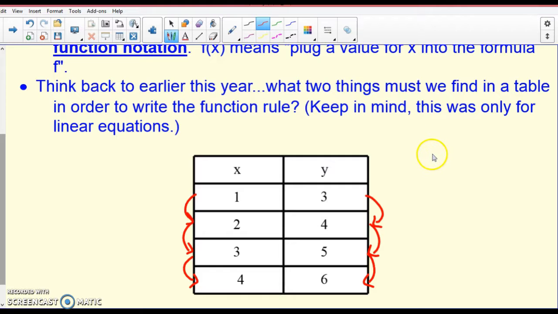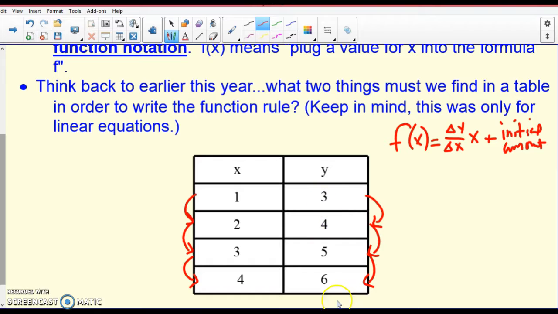So, we're going to write F of X equals change in Y over change in X plus what value went there? Remember? The initial amount. Starting out, initial amount starting out.